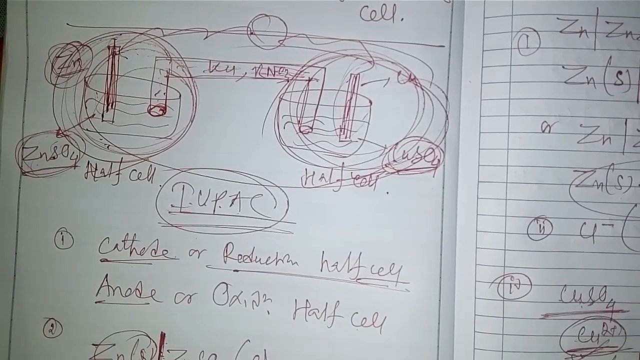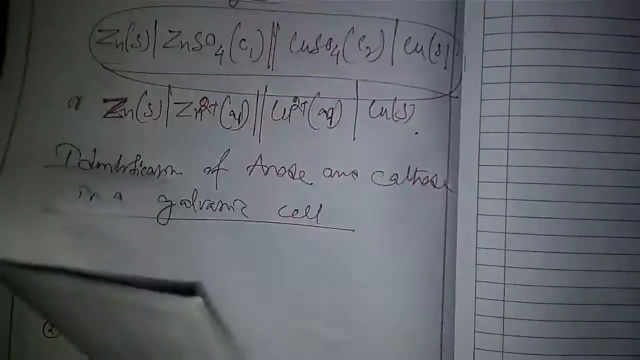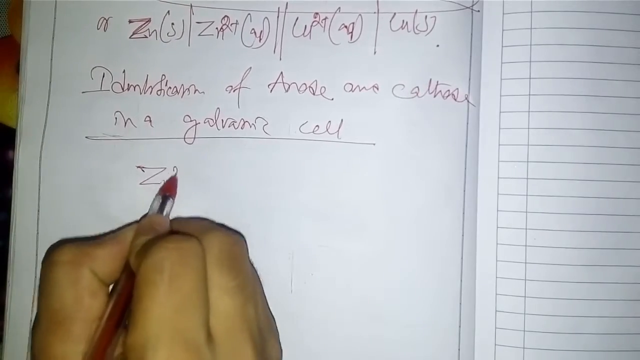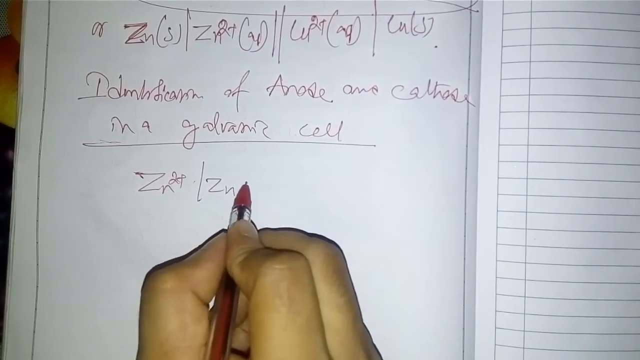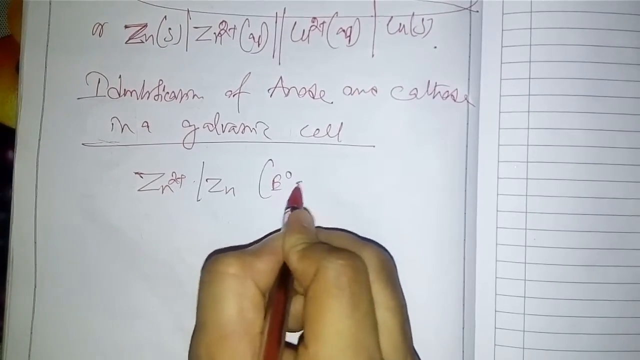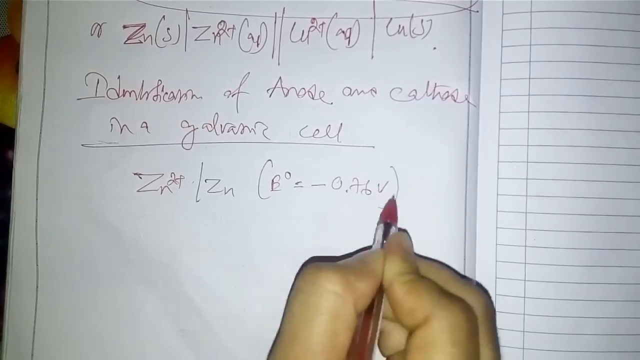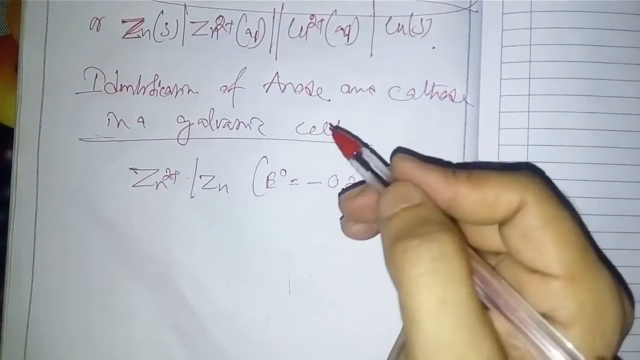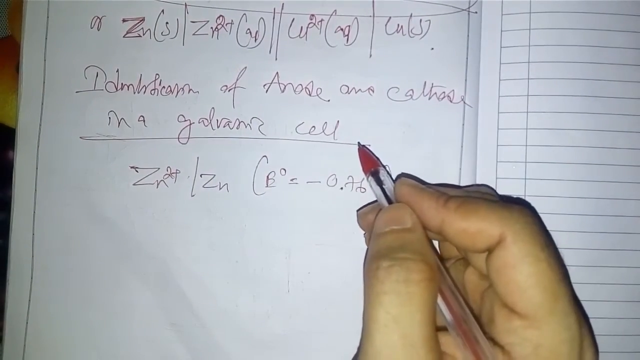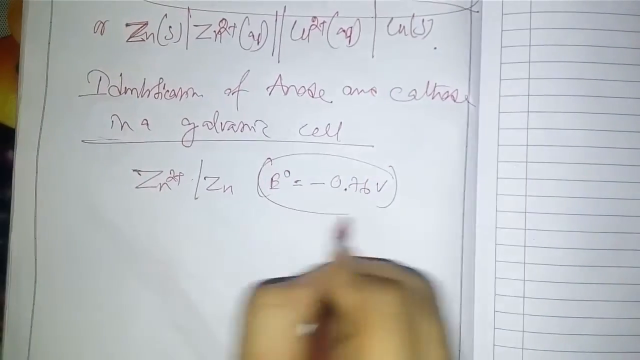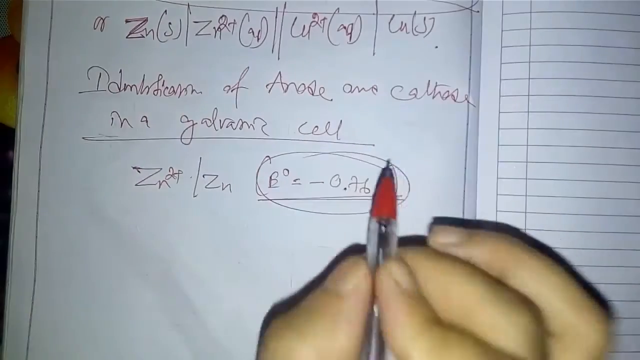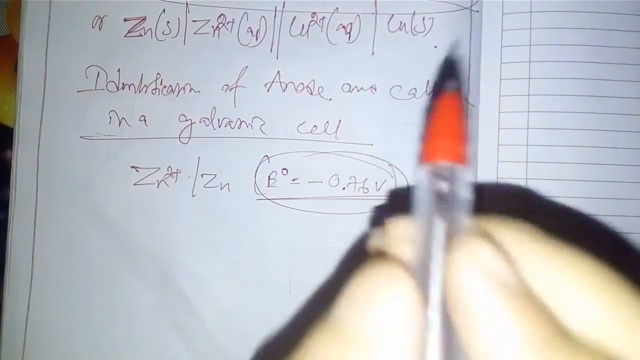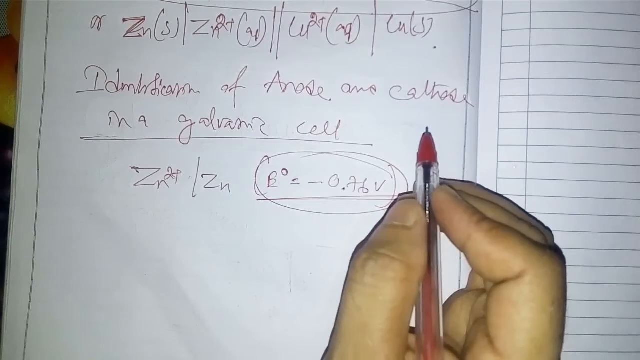The electrode with a lower standard electrode potential acts as the anode. How to know this? See one example: Zn2+ changes to Zn, here the standard electrode potential is minus 0.76 volt. So the statement is: the electrode with a lower standard electrode potential acts as the anode. Standard, because this is the standard value.